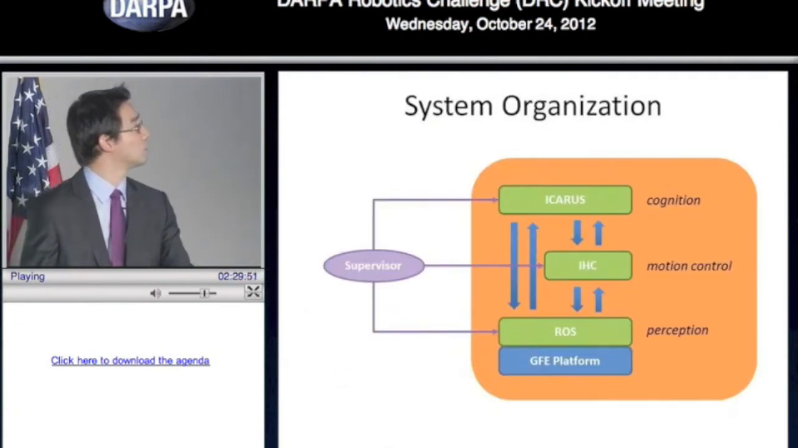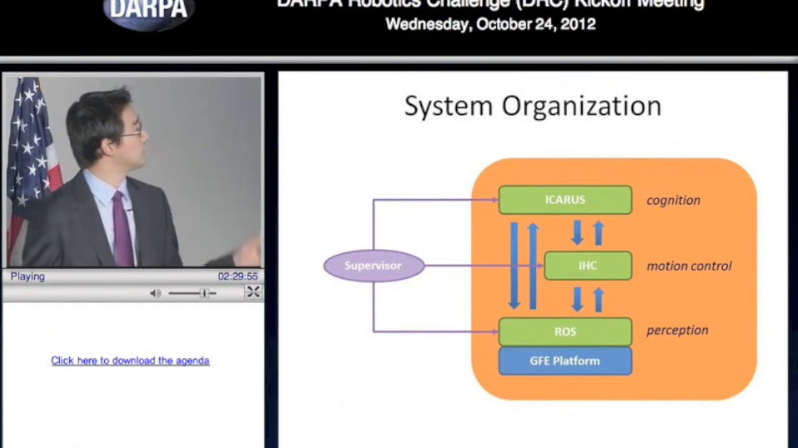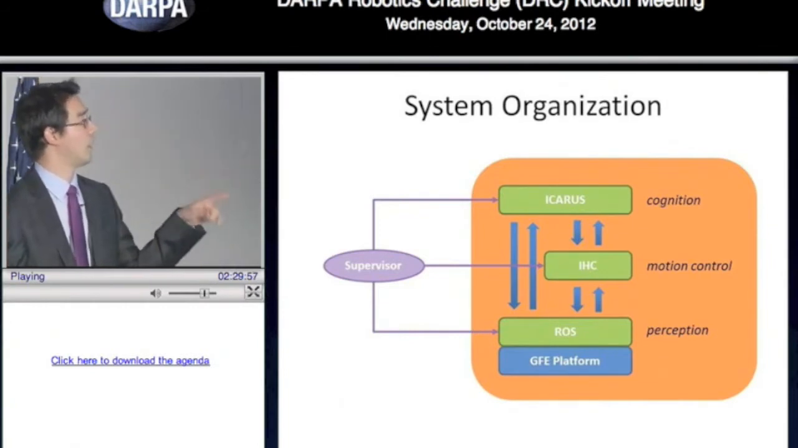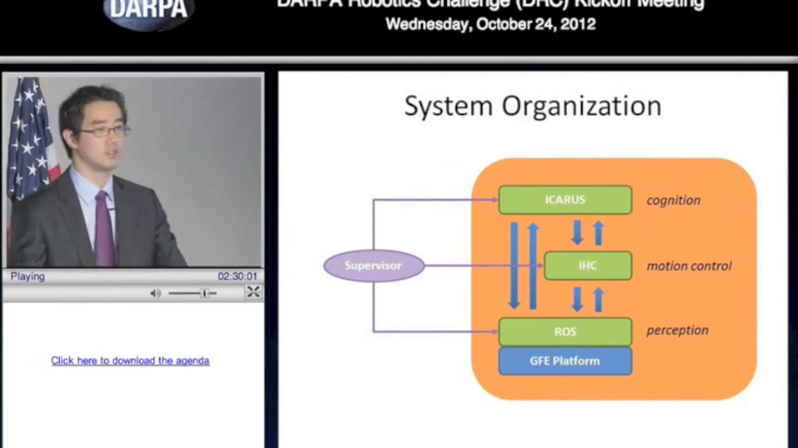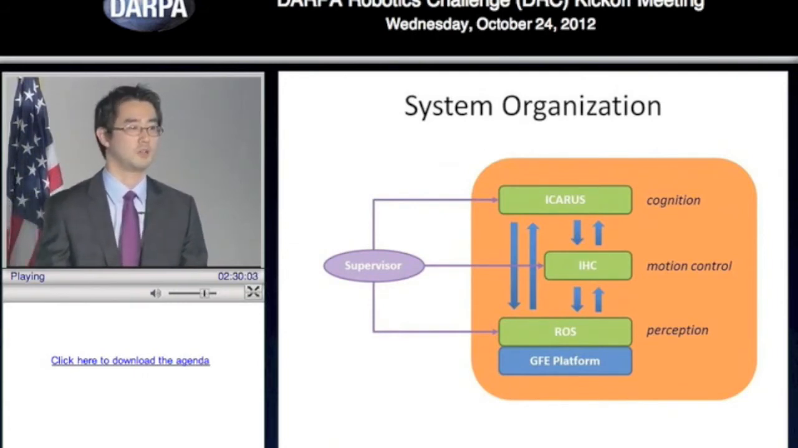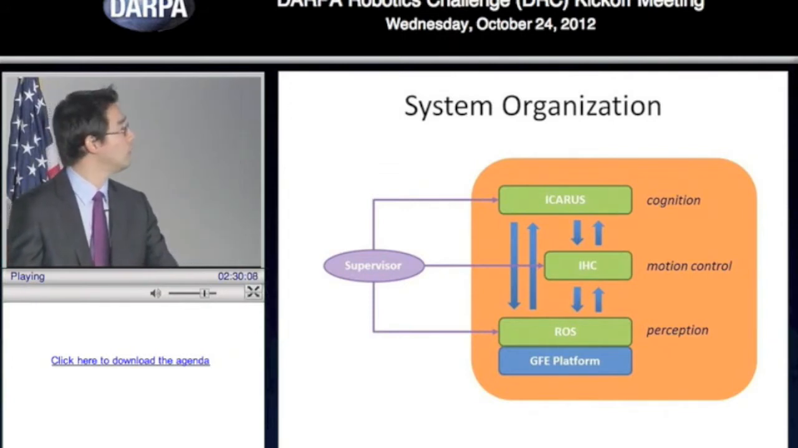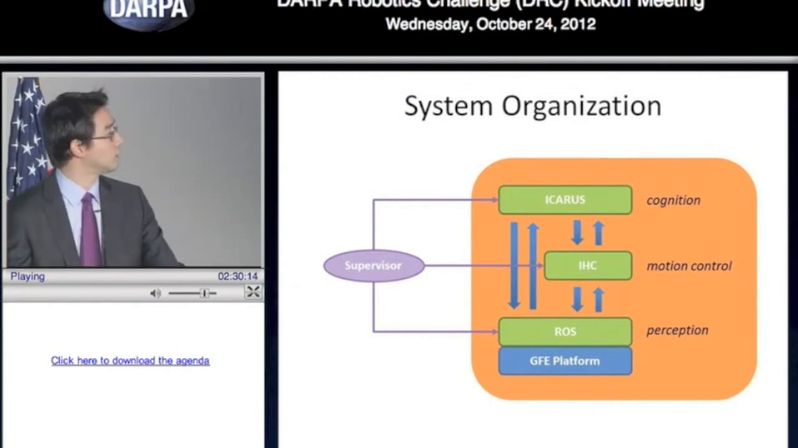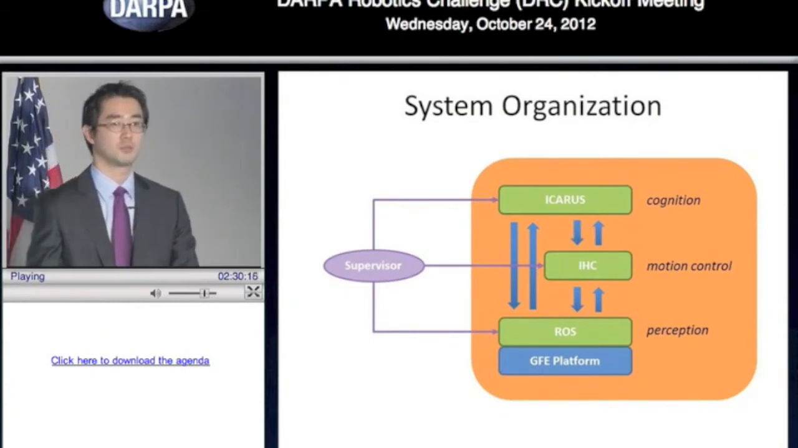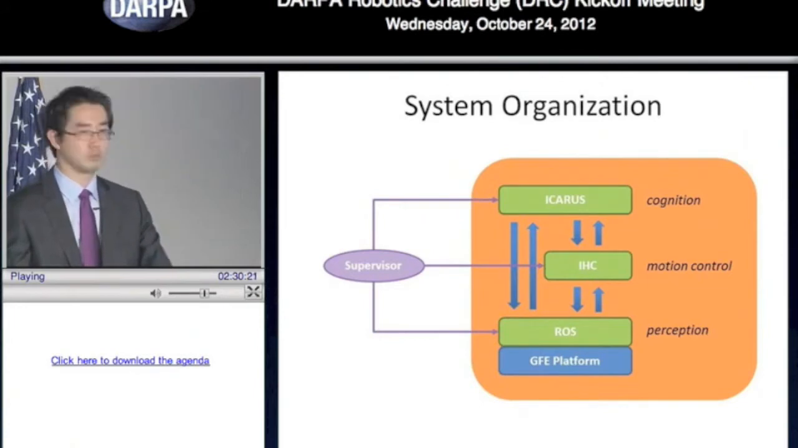Okay, so this is how we plan to organize our system. You can see that the human supervisor has access to all the levels of the system. At the top we have ICARUS, a cognitive architecture I've been working on. It gives you cognitive abilities. And we have IHC for humanoid motion control from KIST. And then we have ROS-based sensors and perception and that kind of stuff. And then, of course, we have the VFE platform.